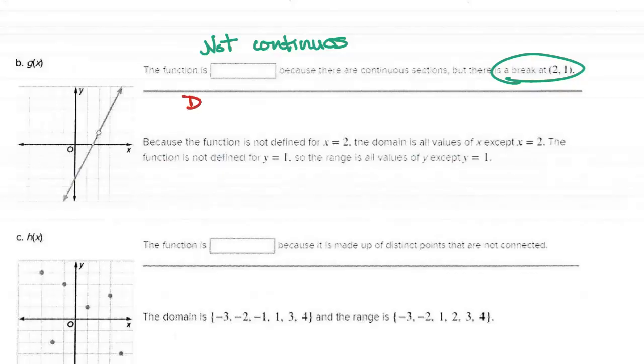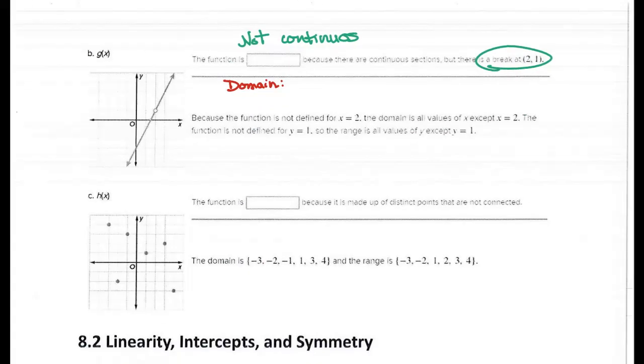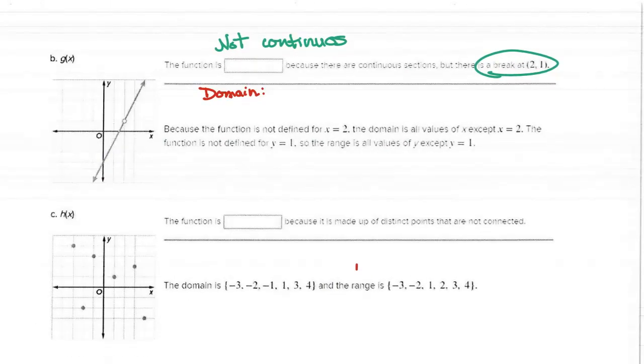I want to look at domain. And look, if I look to how far to the left or the right, there's arrows there. So it's going to keep going on forever and ever, but we have a break. So it is all real numbers except at 2, 1. At that exact point, it contains all the real numbers except at that point because there is a break in that line.